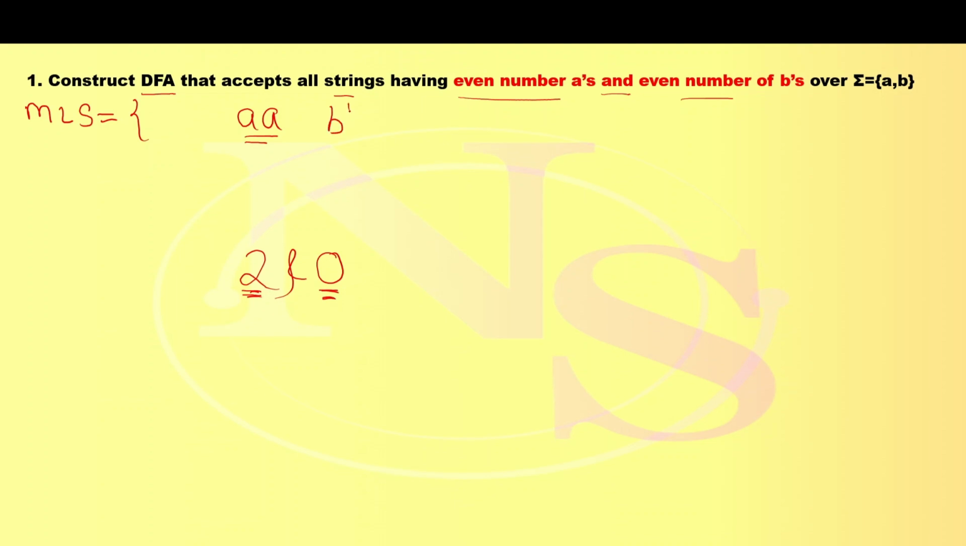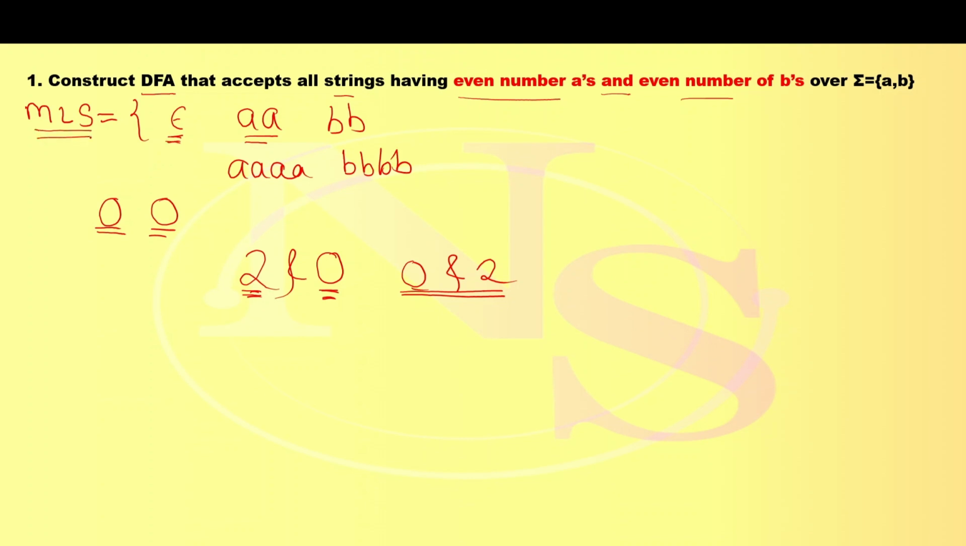Similarly, if I write here 2 B's, how many A's are there? A's are 0. How many B's are there? 2. So both conditions are satisfied as both are even numbers. Similarly, if I write more A's like 4 A's, it satisfies the condition, and 4 B's satisfy the condition. And if I write epsilon, are we satisfying the condition? Epsilon means empty string. How many A's? 0. How many B's? 0. Both conditions are satisfied as 0 is an even number. So epsilon is also a valid string in the minimum length string set.